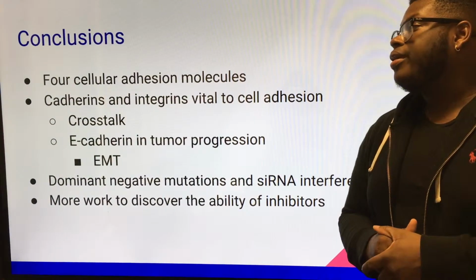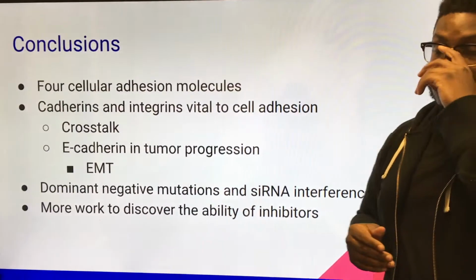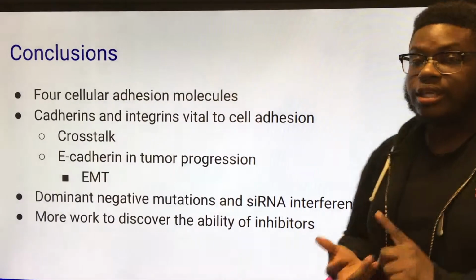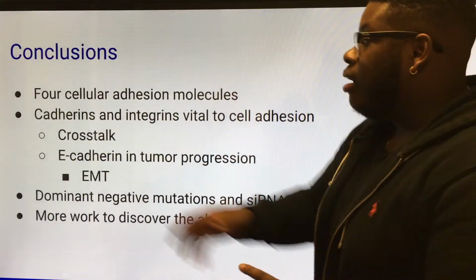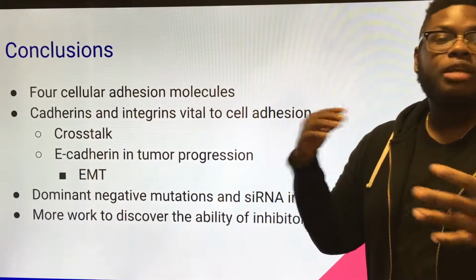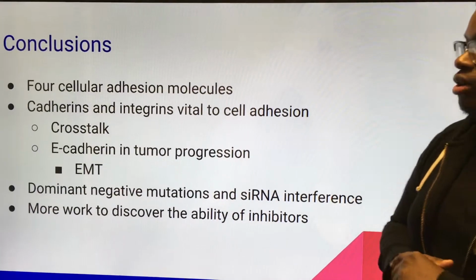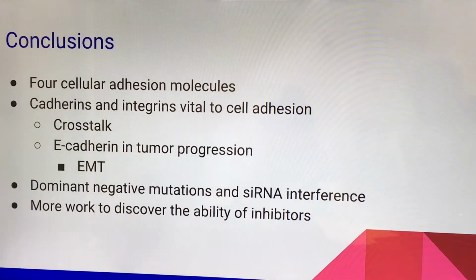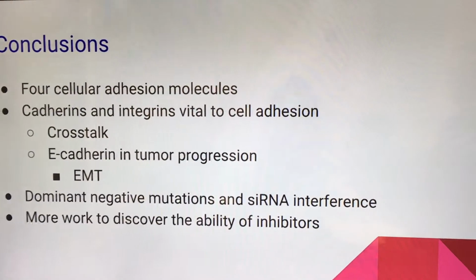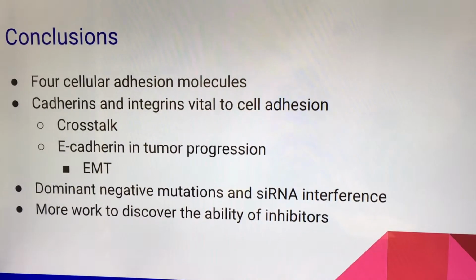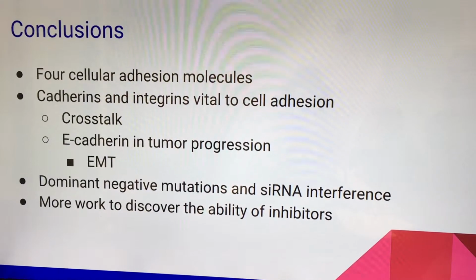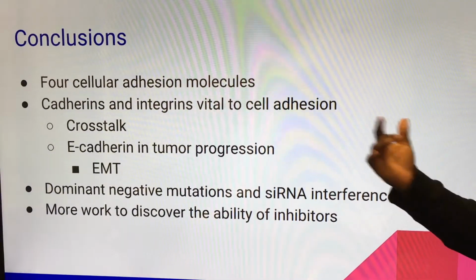So, in conclusion, there are 4 cellular adhesion molecules. Those consist of the immunoglobulin superfamilies, the cadherins, the selectins, and integrins. And cadherins and integrins are vital to cell adhesion, and that's mainly because of how they interact with each other, and that interaction is called crosstalk. Cadherins hold 2 or more cells together by adherens junctions, and then integrins use their 2 heterodimers to hold their ECM to the cell.